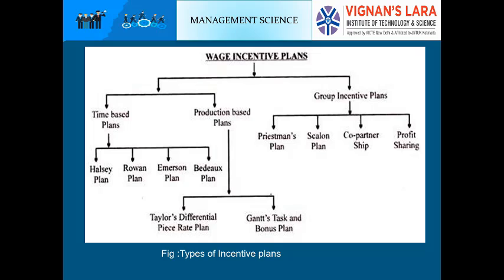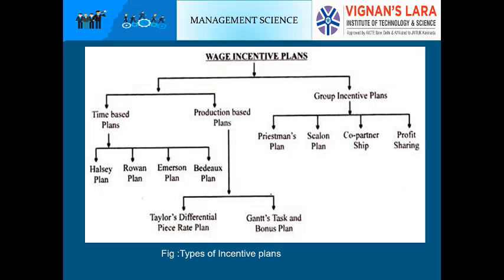Let us see the chart. The chart is very useful to get a brief idea of how many methods there are for determination of wage incentives. First of all, wage incentives are divided into three categories: time-based plans, production-based plans, and group incentive plans. First, time-based plans can be divided into four wage incentive plans: Halsey plan, Rowan plan, Emerson plan, and Bedaux plan. These are named plans.